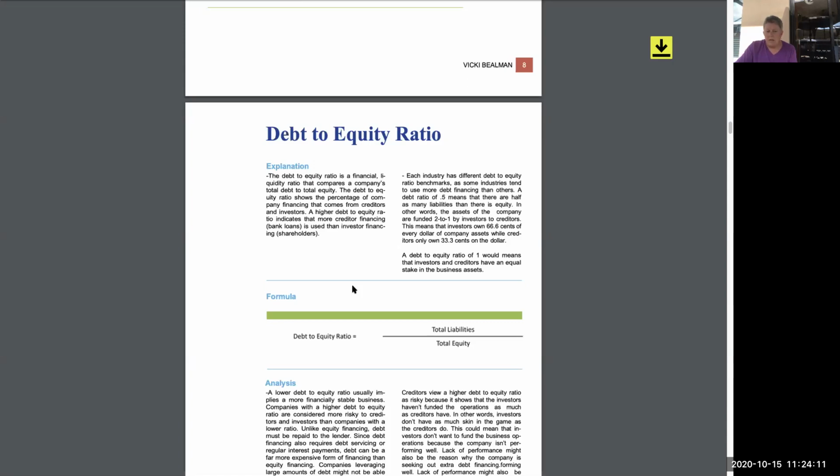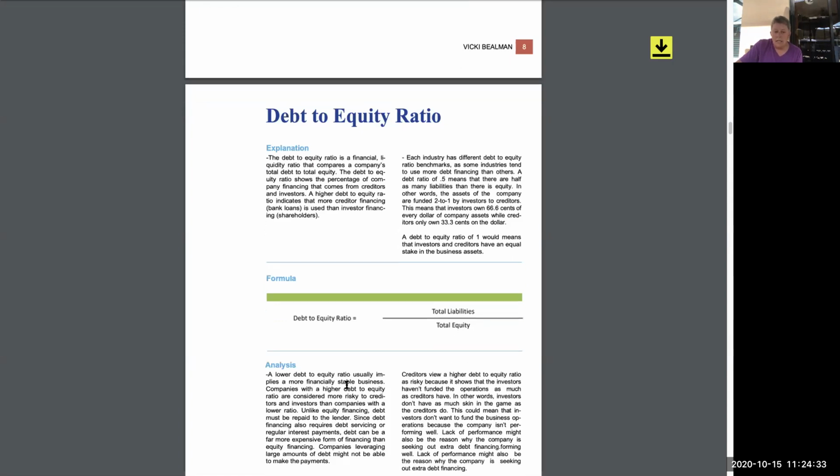The number comes out to 5.37. What does that even mean? Okay, that means our liabilities are 5.37 times our equity. Our liabilities are 5 times our equity. Is that a problem? Yes. A lower debt to equity ratio usually implies a more financially stable business. Companies with a higher debt to equity ratio are considered more risky to creditors and investors.